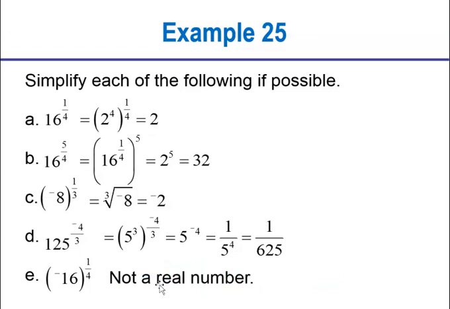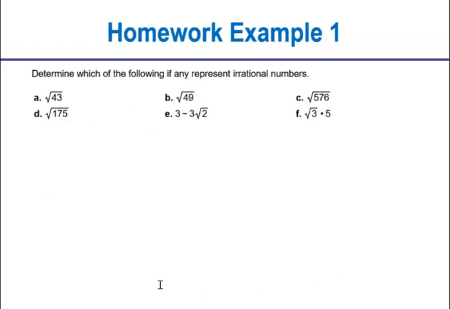Now I've got a couple of homework examples to show you, and then we'll wrap this video up. So first homework example I've got going on here. Determine which of the following, if any, represent irrational numbers. We just need to know if these are irrational. My suggestion is take the value inside and factor it into prime factors.